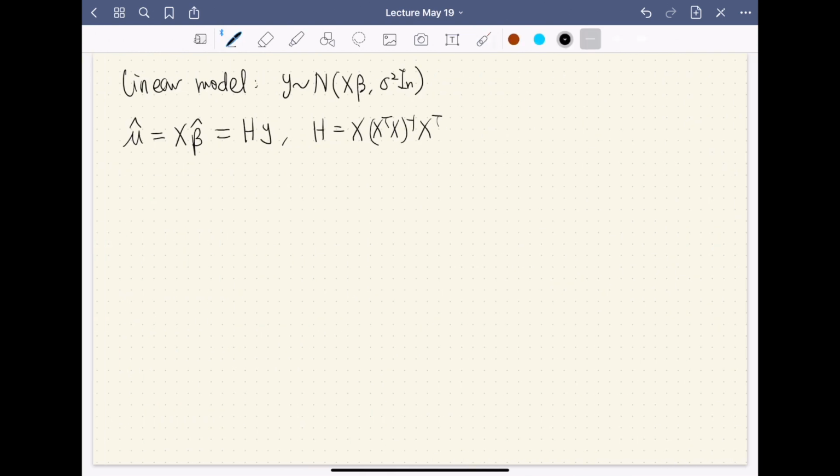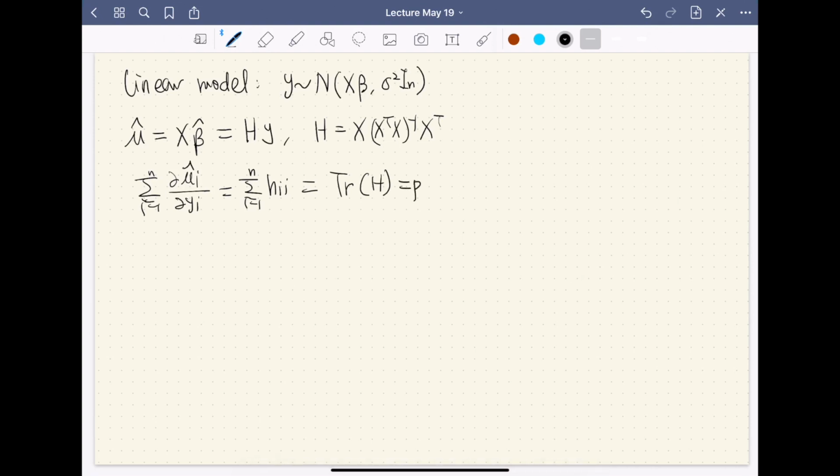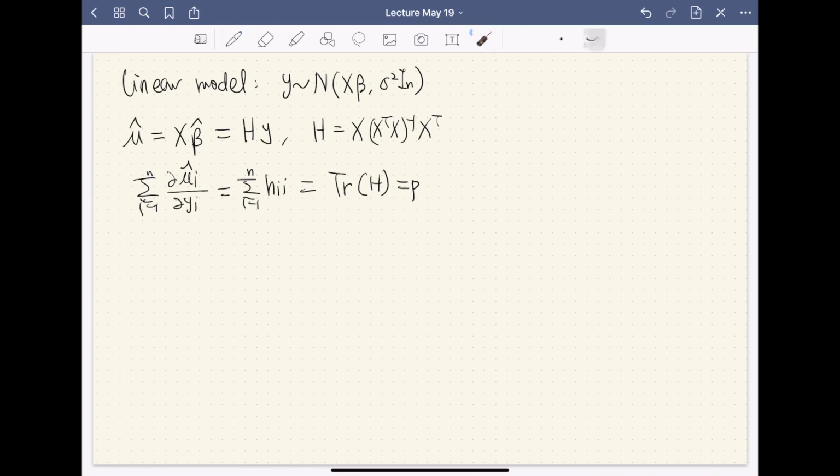Okay, so what is the partial derivative? Well, here's a formula: mu hat equals H times y. This is a linear function. So for the ith coordinate, the partial derivative with respect to y_i is the diagonal entry of the hat matrix, H_ii. So the sum is the trace of H, which turns out to be the dimension. If X is low rank, then you calculate the trace, and this will give you the rank of X. So still the dimension, right?